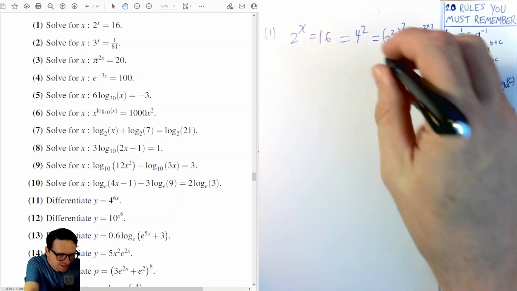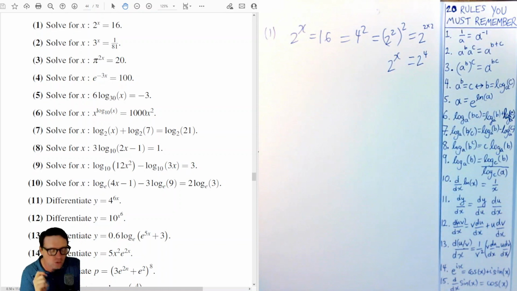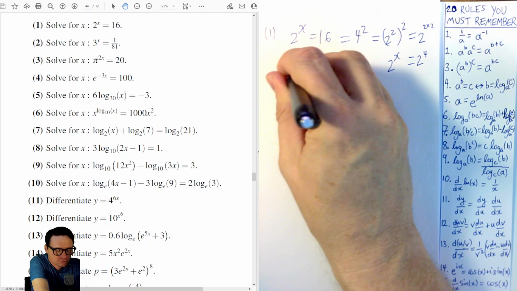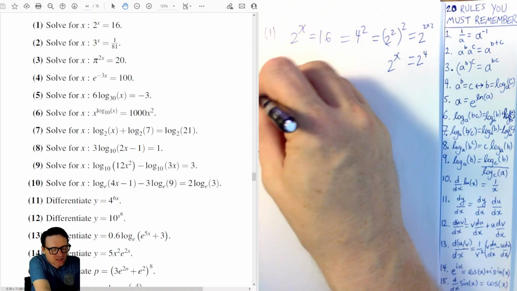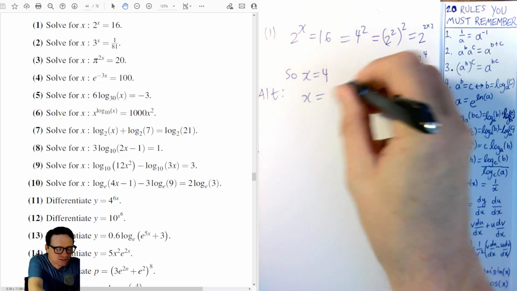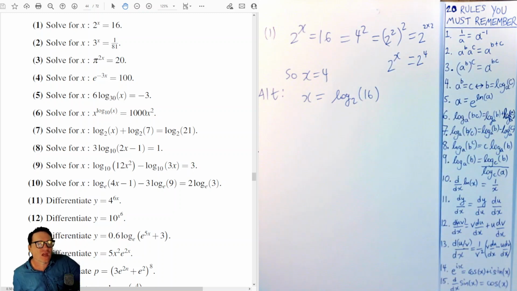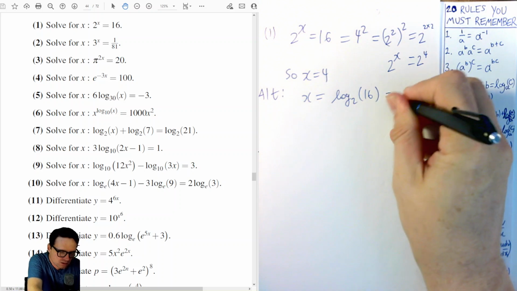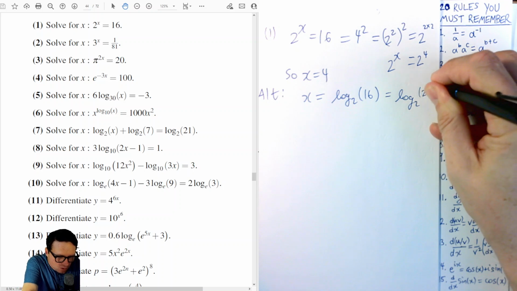Okay, so given that, we know now that 2 to the x is 2 to the 4, so clearly x is equal to 4. All right, but let's do this with logarithms as well while we're at it. Alternatively, and I'll just write alt for short, x is equal to log to base 2 of 16. With the same observation that 16 is 2 to the power of 4, we have log to base 2 of 2 to the power of 4.